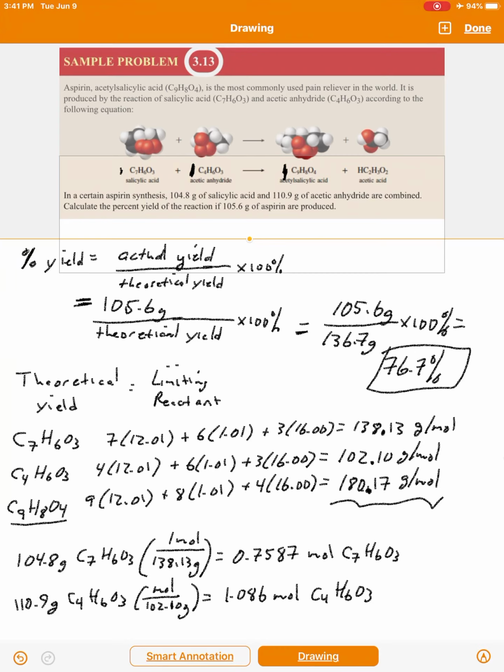Okay, so there you go. 105.6 over 136.7. That means that we roughly made about 3/4 of what we would expect to make if all of the reactants, or at least all of the limiting reactant, had successfully been converted into products. 77%.